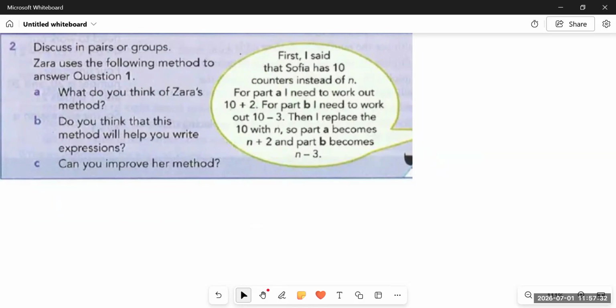So what do you think of Zara's method? It is very convenient. It is very useful. It's helpful for the beginners. Okay. And do you think that this method will help you write expressions? Of course, because we have done the same way in question number 1. Okay.